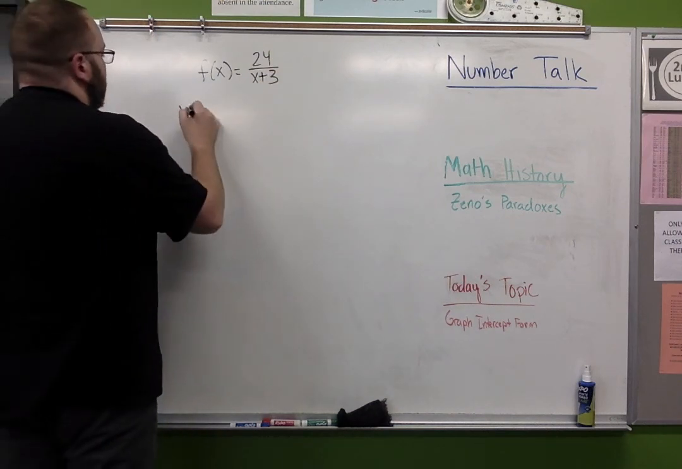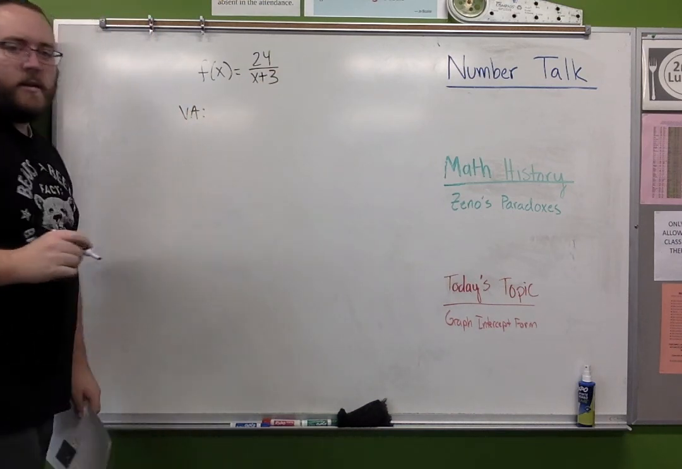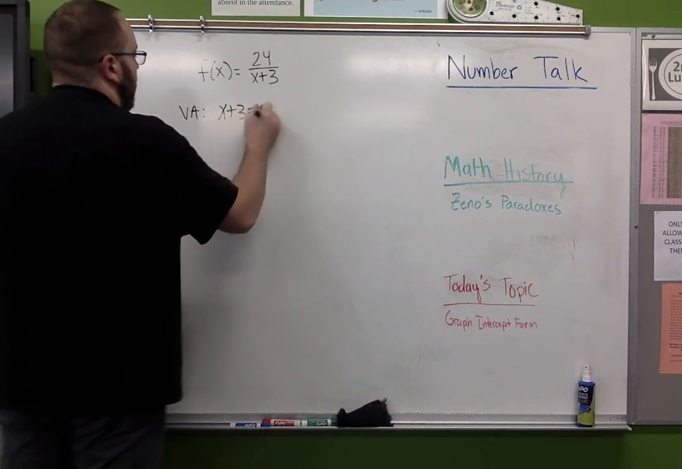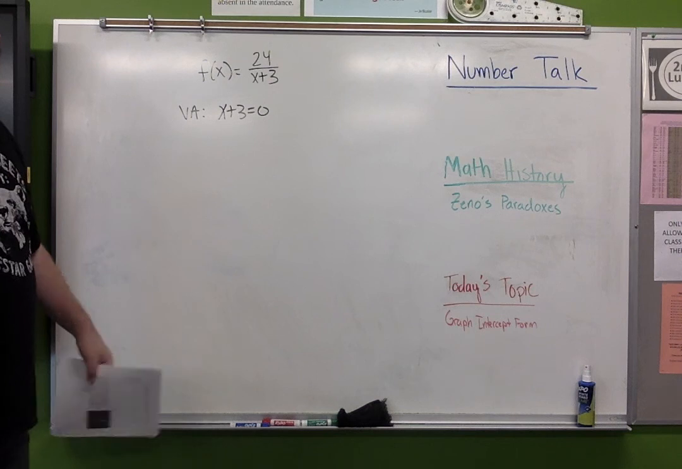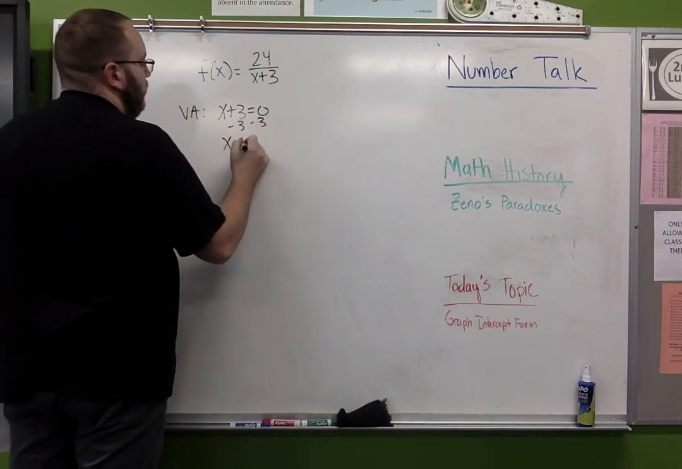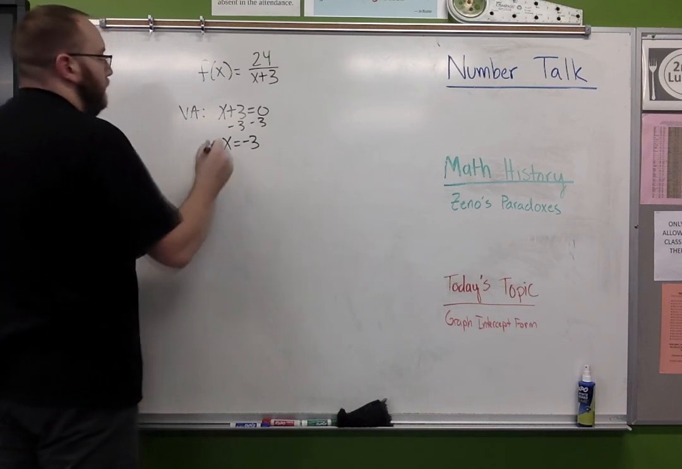Okay, so vertical asymptote. I set the denominator equal to 0. Okay, and then let's get x by itself. So x equals -3 is the vertical asymptote.